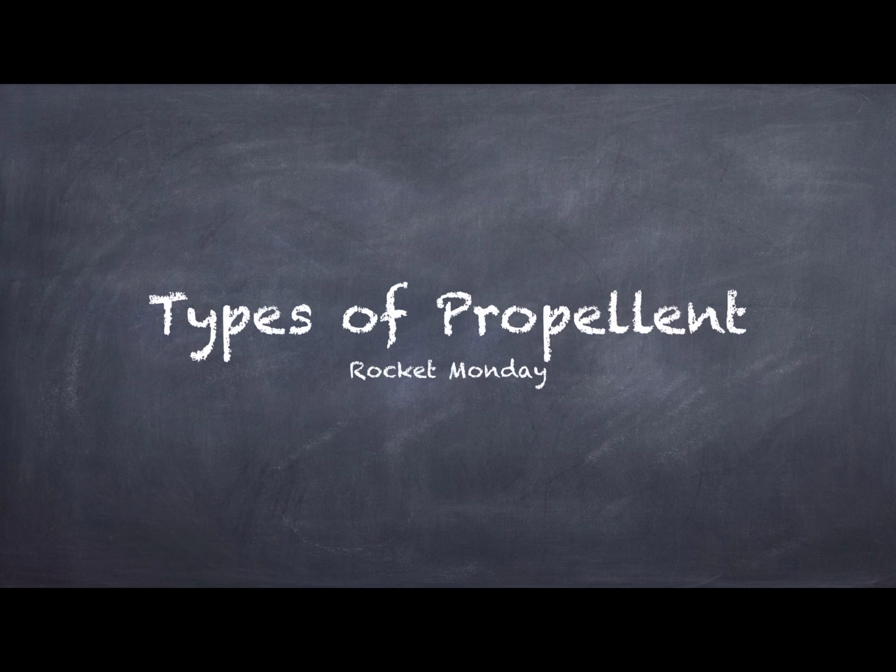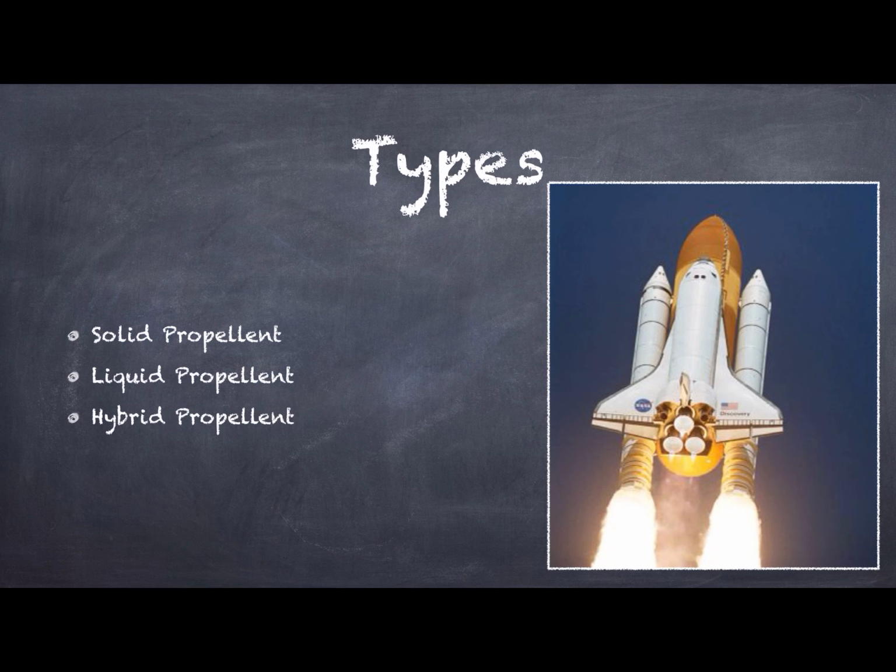Today I'll be showing you the types of rocket propellants in our show Rocket Monday. So let's get started. Basically, rocket fuels or rocket propellants can be divided into three categories: solid propellants, liquid propellants and hybrid propellants. Let's learn more about them.